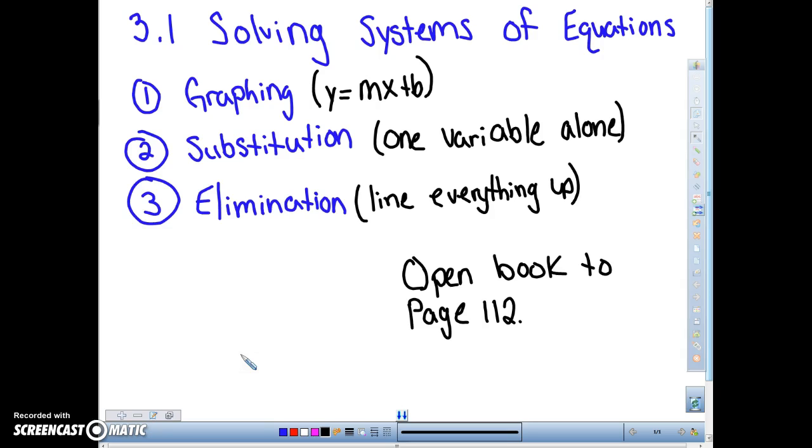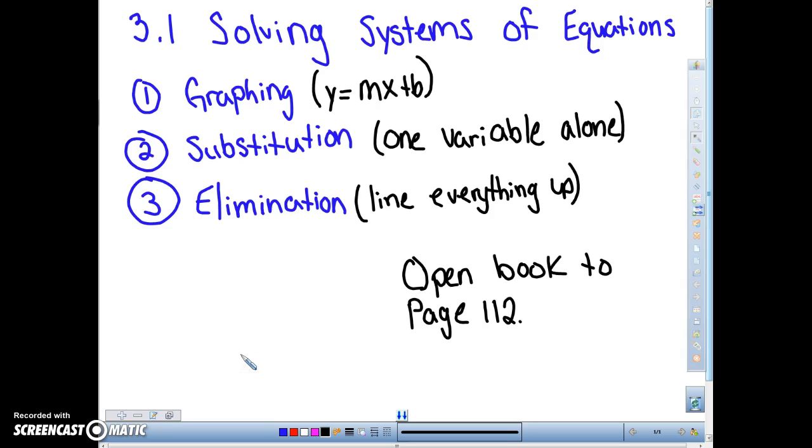On page 112, you see three different graphs there: consistent and independent, consistent and dependent, and inconsistent. What you're trying to find when you're solving a system of equations is where they cross. The first one, consistent and independent, crosses one time. There are two linear lines that cross one time. They will never cross again. They intersect once, and they have one solution.